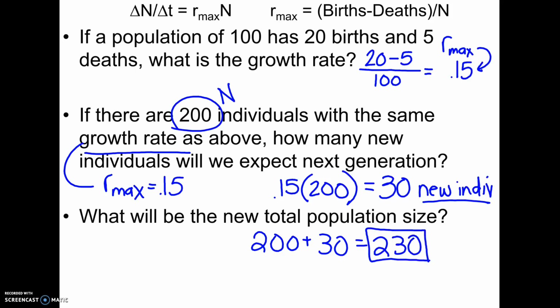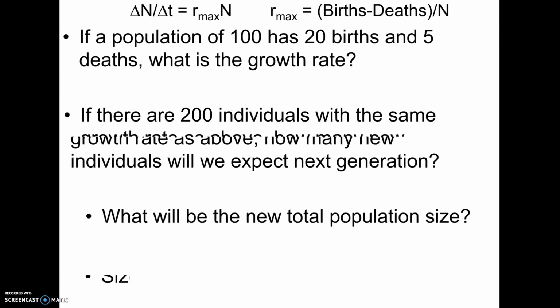So be very careful, because this formula, R max times N, again, it's not going to actually give you the new size of the population. It's only going to give you the number of new individuals, and then you have to go back and add. Now, there is a slight shortcut that you can use on this, and I'll show you that on the next slide. So let's try a couple more problems.